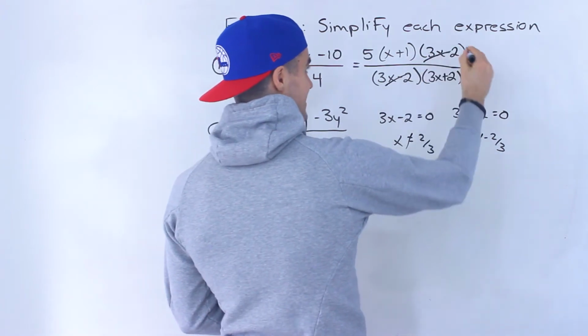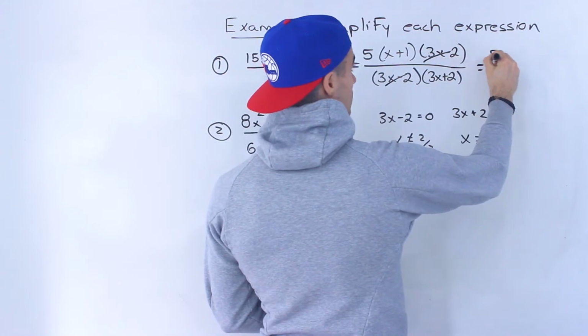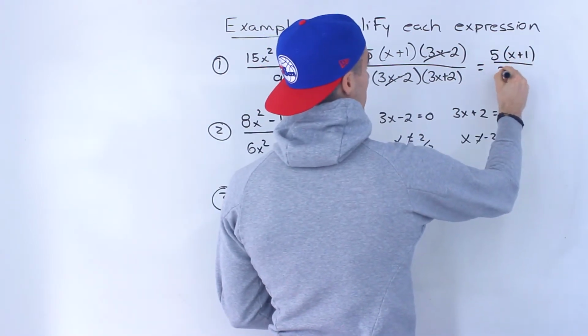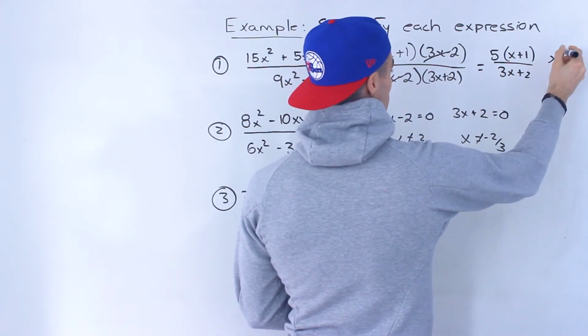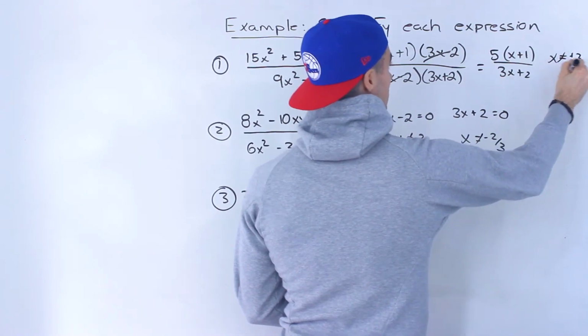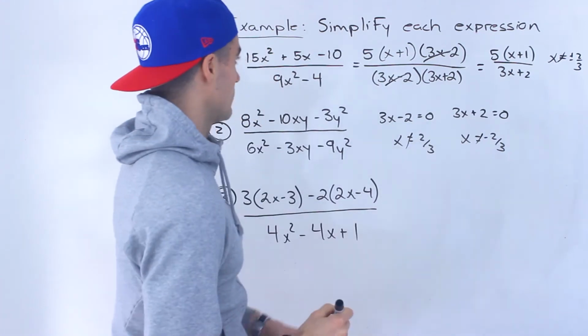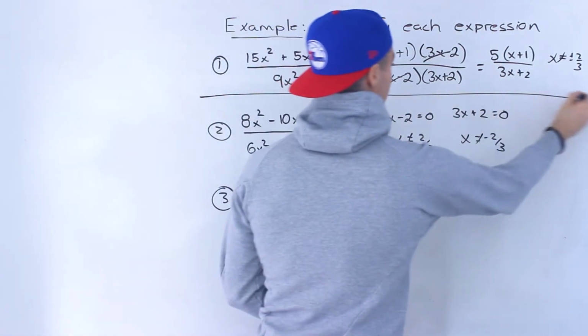Notice that this and this cancel out, and then we can't simplify any further, so our final answer is 5 times x plus 1 all over 3x plus 2. And then our restrictions, x cannot equal plus or minus 2 over 3. So that ends up being the final answer for simplifying number 1.